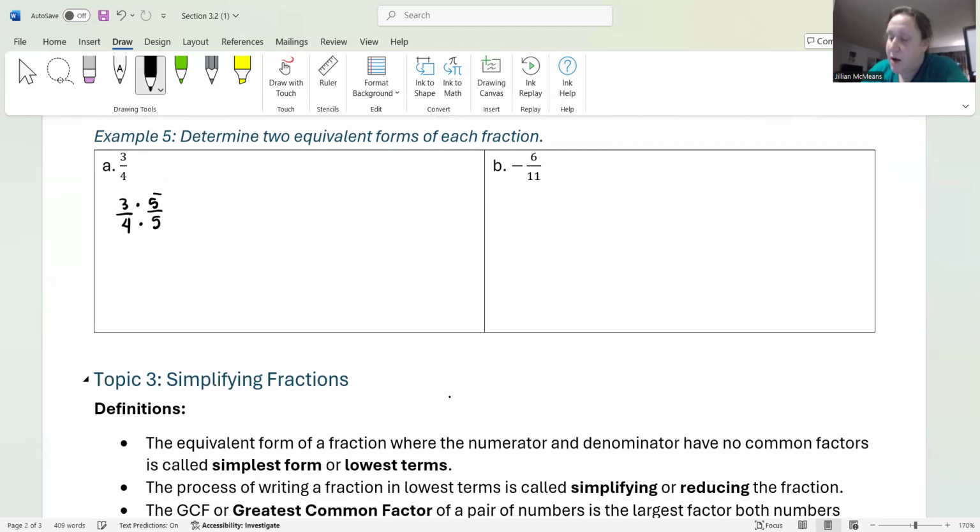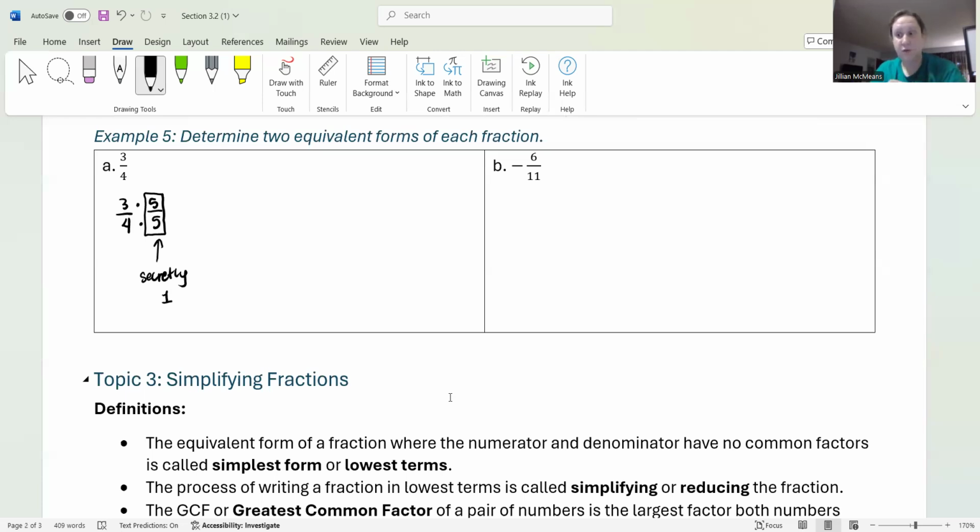Well, let's think about this right here. What is 5 divided by 5? Well, 5 divided by 5 is really just 1. So this is secretly 1. So remember, when you multiply a number by 1, you don't change the value of the number. Any number times 1 is just that number.